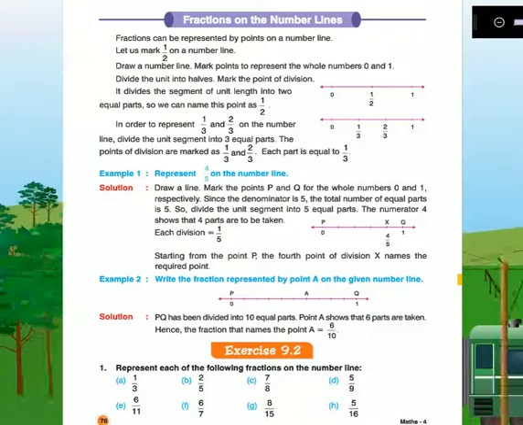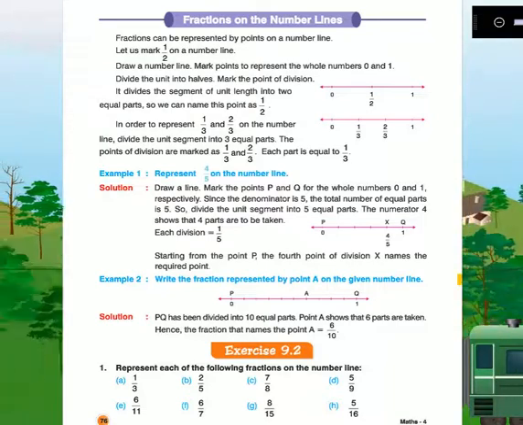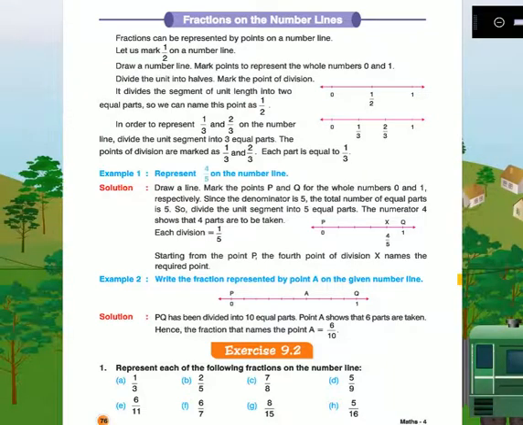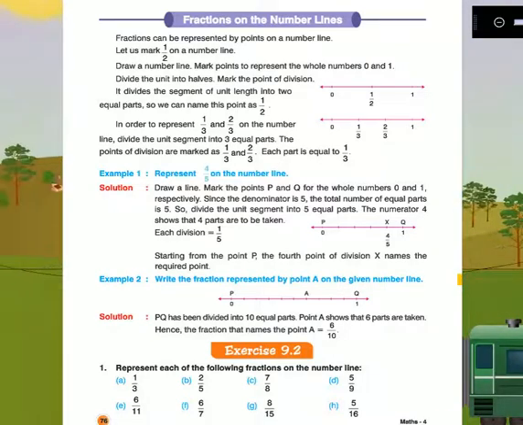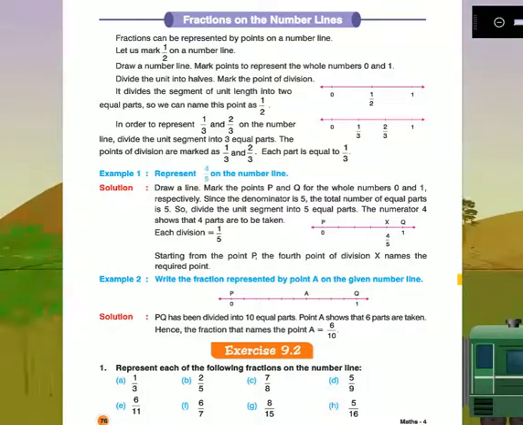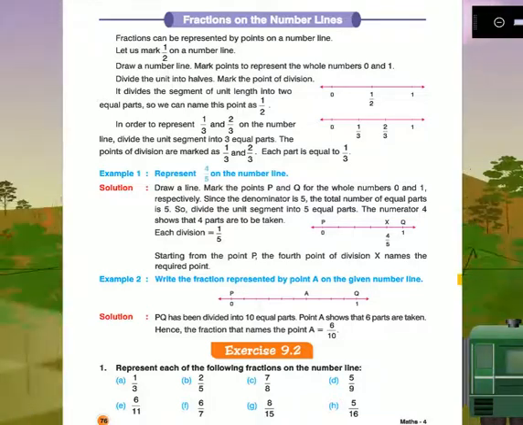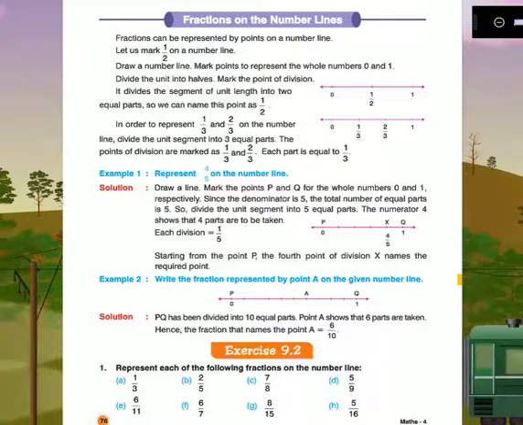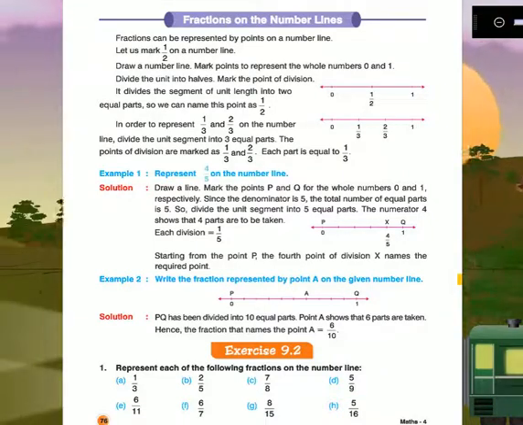Example 1. Represent 4 by 5 on the number line. Solution. Draw a line. Mark the points P and Q for the whole numbers 0 and 1 respectively. Since the denominator is 5, the total number of equal parts is 5. So, divide the unit segment into 5 equal parts.